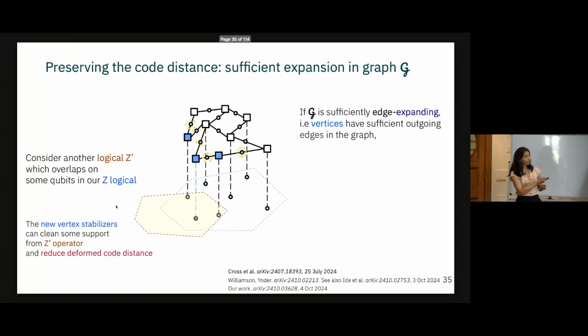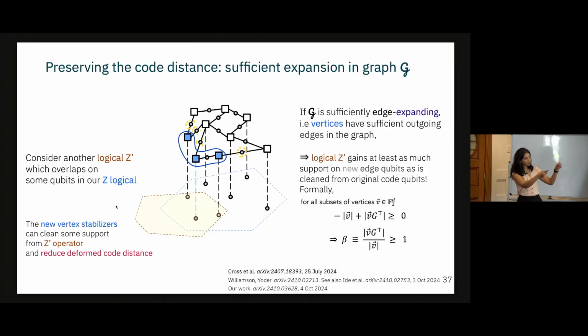So as of now, we're losing distance, but we consider the new qubits. And as long as you have sufficient number of edges outgoing from the set of vertices, then you know you've gained more support than you've lost. So the set here is shown in blue, and these yellow vertices are what we call the boundary of this set of vertices. This boundary can be described in many ways.